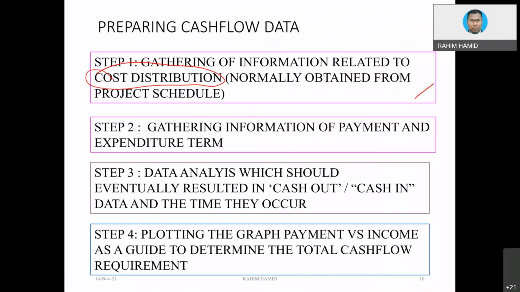Gathering information about payment and expenditure. Payment received from the client, in what way? That would be mentioned in the contract conditions. When are you going to get your first payment? Sometimes your first payment you are going to get when you reach 15% of the value of work. You already completed a certain amount of work, 15%, then only the first payment will be triggered. And then subsequent payments. Subsequent payment is much easier, but the first one will take some time.